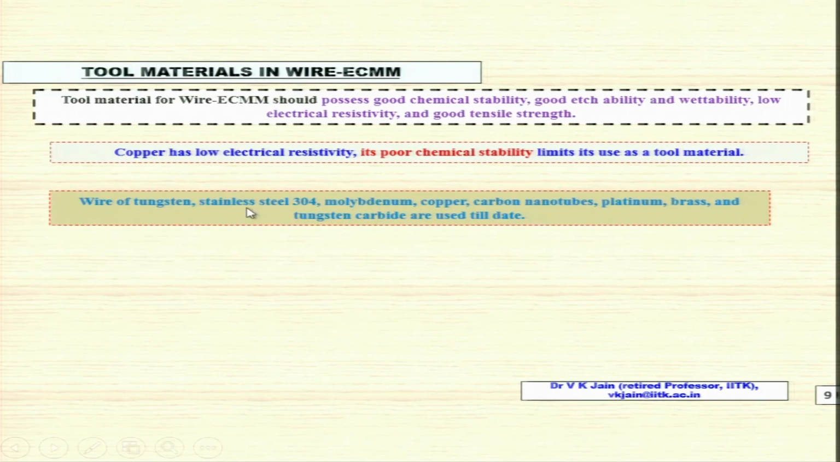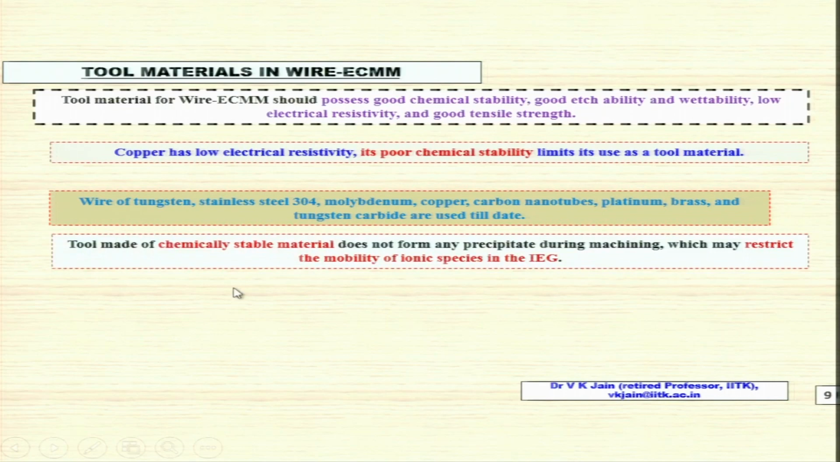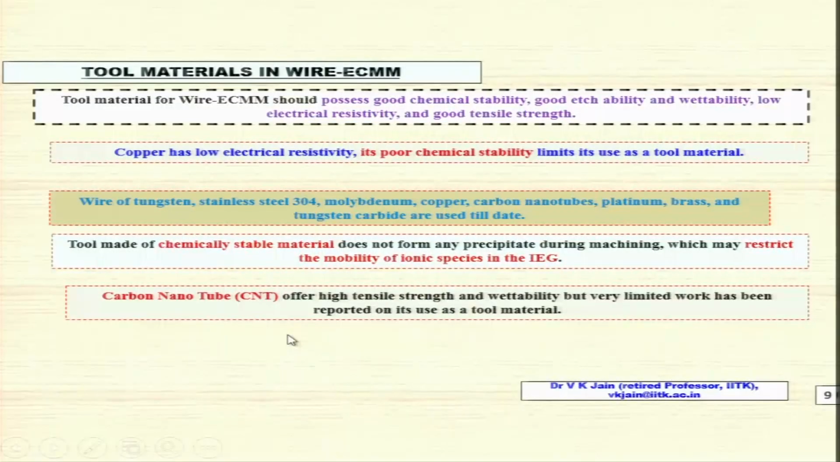Wires of tungsten, stainless steel, molybdenum, copper, carbon nanotubes, that is CNT, platinum, brass and tungsten carbide have been used till date. A tool made of chemically stable material does not form any precipitate during machining, which would restrict the mobility of ionic species in the interelectrode gap. So, what I mean to say is that you have to see the properties of the material to be used for making the wire or the tool from all aspects. Carbon nanotubes offer high tensile strength and wettability, but very limited work has been reported on their use as a tool material because certain constraints are there.